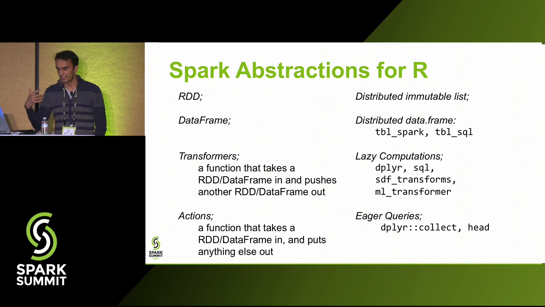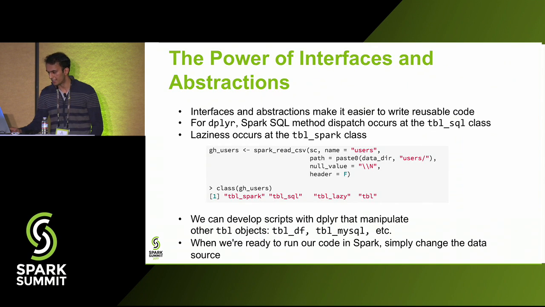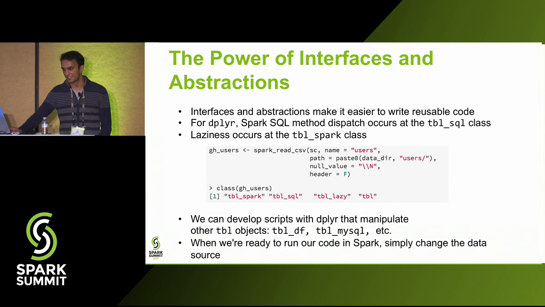Instead of creating new operations to work with Spark from R, we'll just borrow a lot of dplyr mechanisms and methods to call on Spark directly, and transformers from the ML pipelines package. Other things that aren't in dplyr we'll just have connections for. I am running out of time, so I'm going to speed up a little bit.